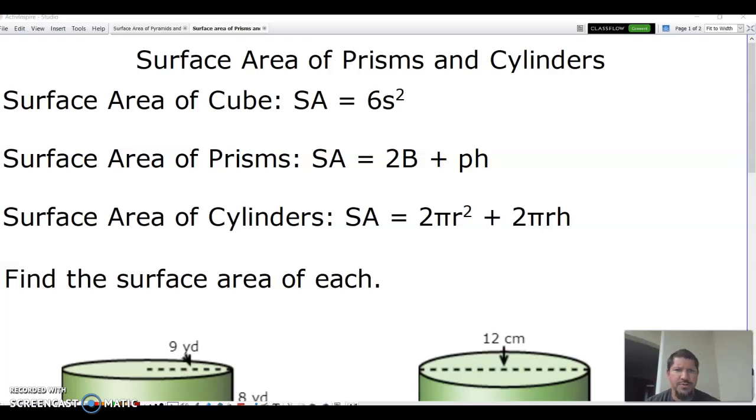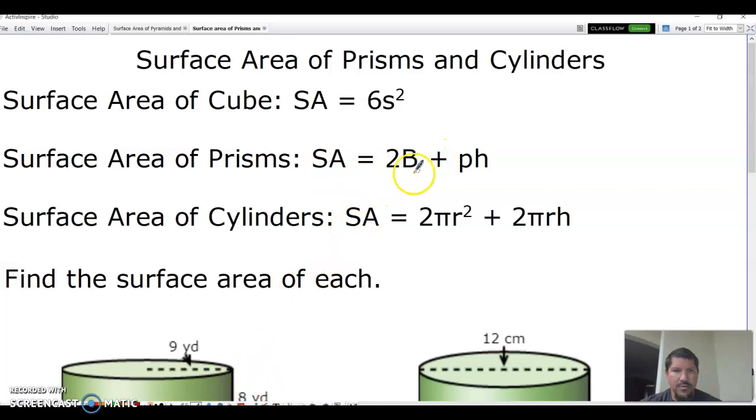Surface area of a cube is that the surface area is equal to 6 times the side length squared, because there's 6 squares that make up a cube. And then obviously the area of a square is side squared. Surface area of other prisms, I mean a cube would work as well, but of any other prism, is surface area is equal to 2 times the area of the base.